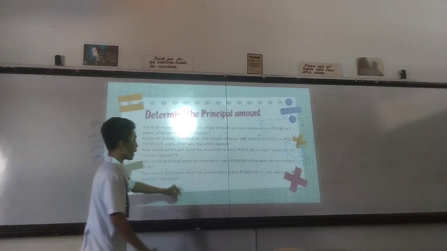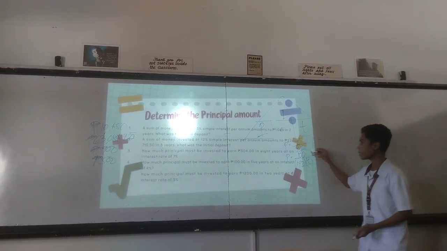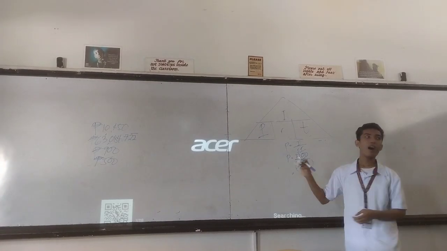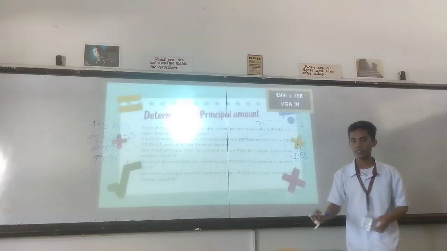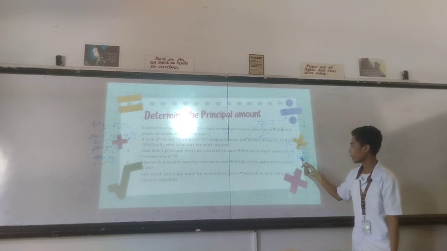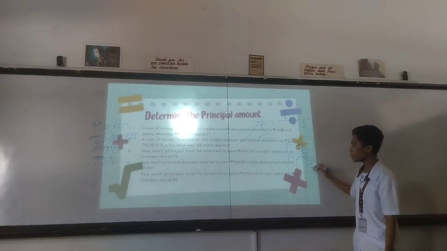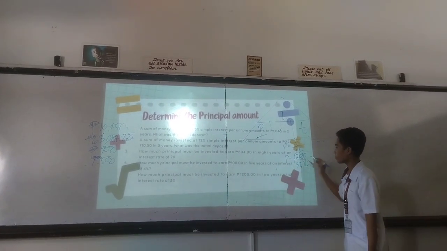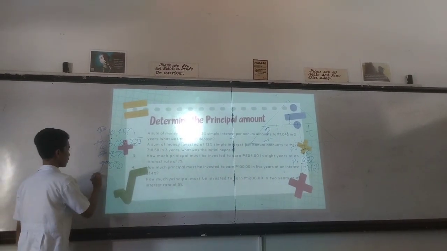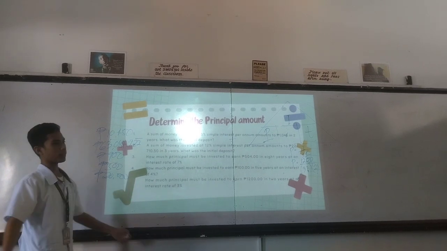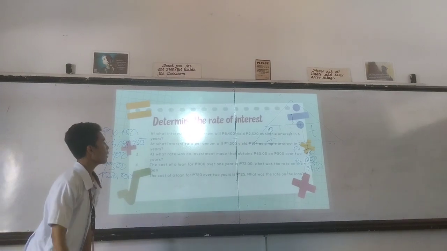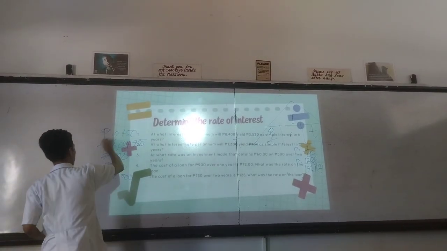And then lastly, how much principal was invested to earn 1,200 in 2 years. So again, question 5 is how much principal was invested to earn 1,200 in 2 years time at the interest rate of 3%. Let's look at this in your calculator. Then the answer for that is 20,000 pesos. So again, we have our answers. Then next is to determine the rate of interest.